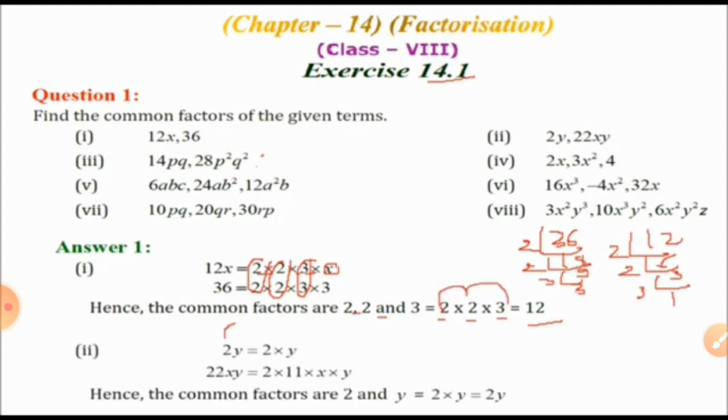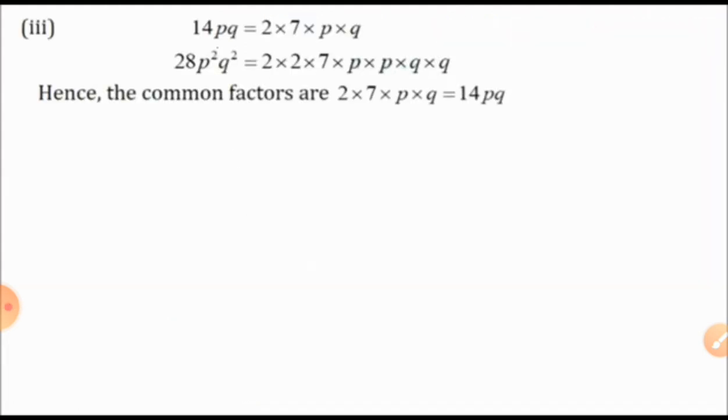Now look at the second one. 2y and 22xy. 2y means 2 into y. 22xy means 2 into 11 into x into y, because x and y are also factors of 22xy. Yes.